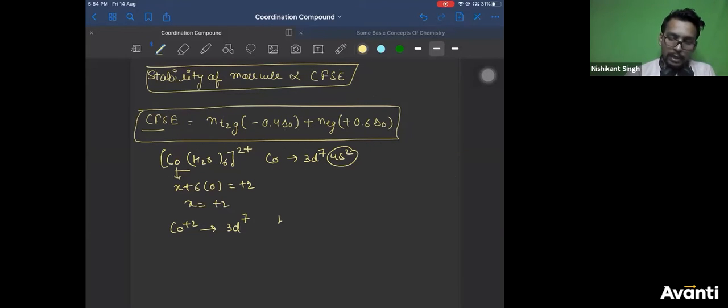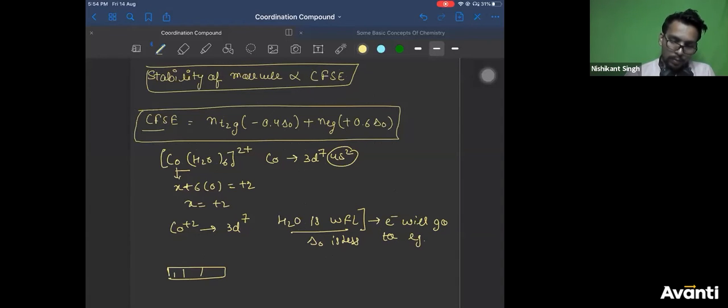So water is a weak field ligand. We have already done this example, I am doing it again. Water will be considered a weak field ligand, guys. So weak field ligand means Δo is less. Electrons will go to eg. So your configuration will be t2g5 eg2. 1, 2, 3, 4, 5, 6, 7.